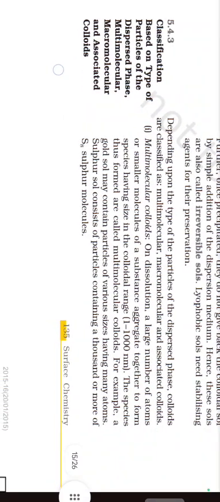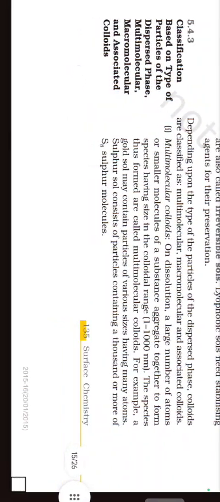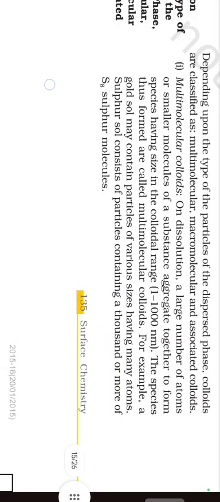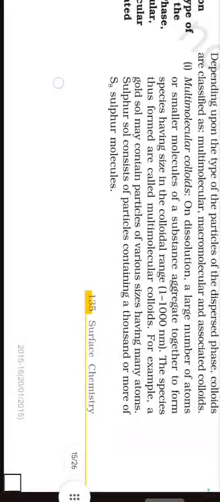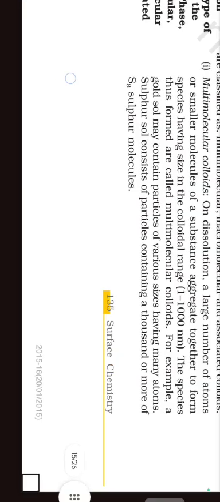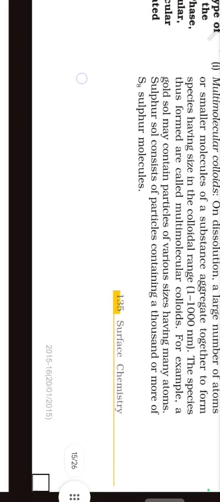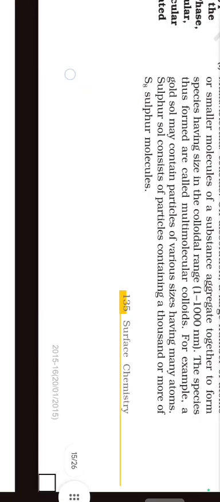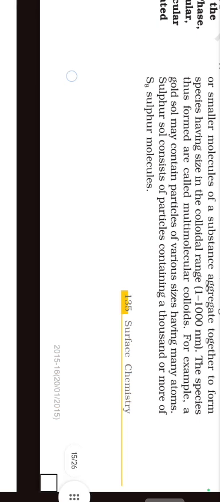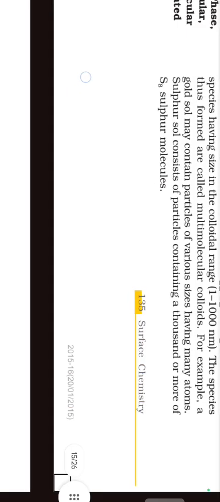Classification based on type of particles of the dispersed phase: multimolecular, macromolecular, and associated colloids. Depending upon the types of particles of the dispersed phase, colloids are classified as multimolecular, macromolecular, and associated colloids. First, multimolecular colloids. On dissolution, a large number of atoms or smaller molecules of a substance aggregate together to form species having size in the colloidal range, 1 to 1000 nanometer. The species thus formed are called multimolecular colloids.